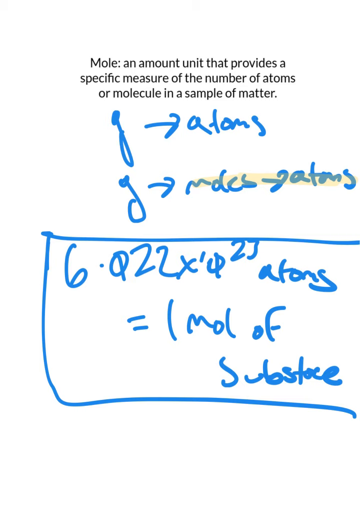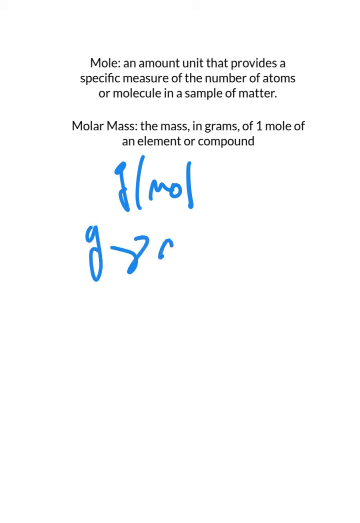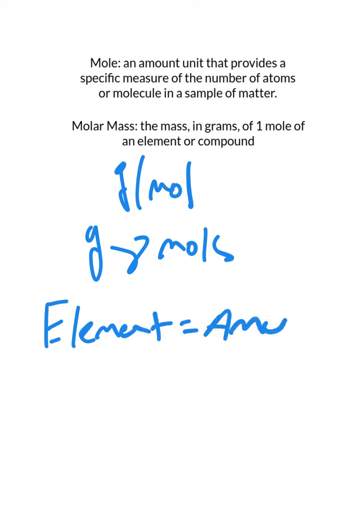Let's define molar mass really quickly. Our molar mass is the mass in grams of 1 mole of an element or a compound, and is typically written as grams per mole. It's a super helpful conversion factor. Our molar mass is how we get from grams to moles. Again, something that is super useful in the laboratory. So the molar mass of an element is equal to its AMU, which again, we are able to find on the periodic table where I showed you before in this video and in a previous video.